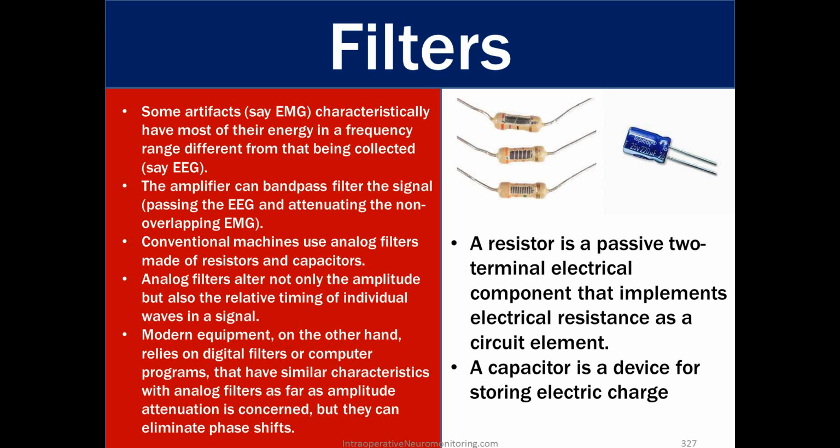The filters, which we went into in much greater detail in a previous video: some artifacts like EMG characteristically have most of the energy in a frequency range different from that being collected from an EEG. The amplifier can bandpass filter the signals, passing the EEG and attenuating the non-overlapping EMG. Conventional machines use analog filters made of resistors and capacitors. Analog filters alter not only the amplitude but also the relative timing of the individual waves in a signal. Modern equipment, on the other hand, relies on digital filters or computer programs that have similar characteristics to analog filters as far as the amplitude attenuation is concerned, but they eliminate phase shifts.